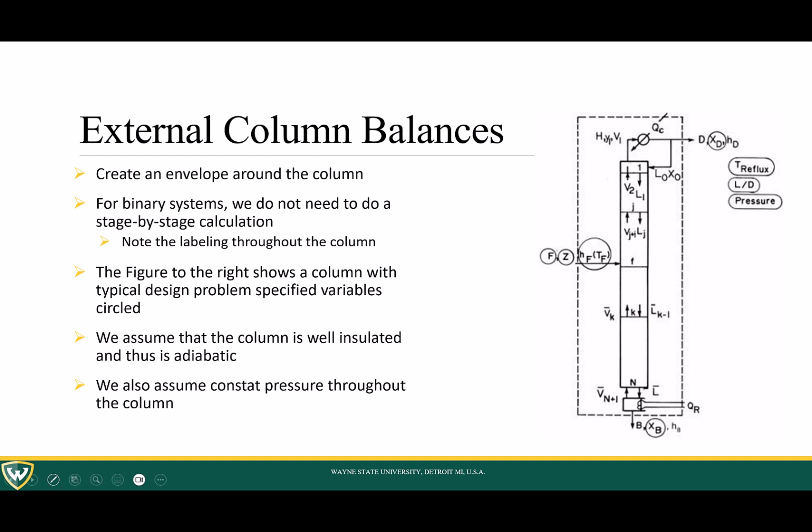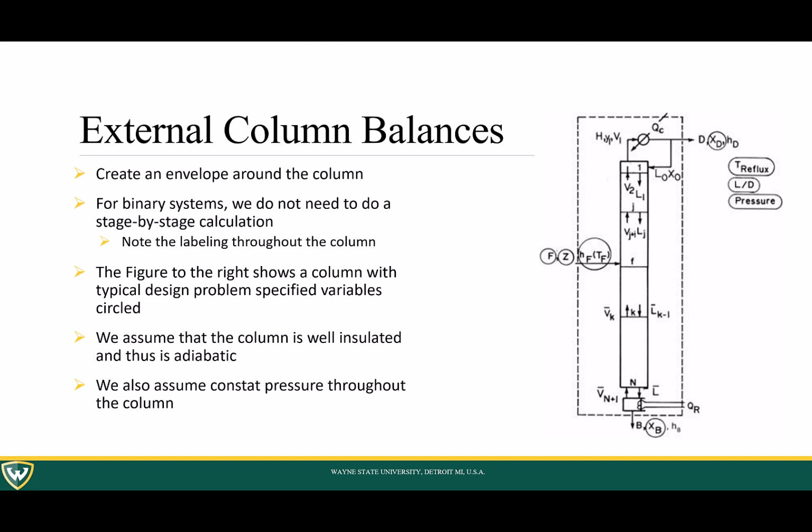So that means you'll end up having two separate operating lines, which we'll get into next week, or I'm sorry, on Wednesday. So the figure to the right shows a column with typical design problems specified. Everything that's circled is usually going to be something that's specified for a problem. Again, usual doesn't mean always or guaranteed.